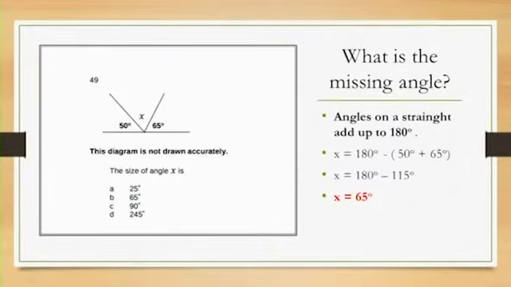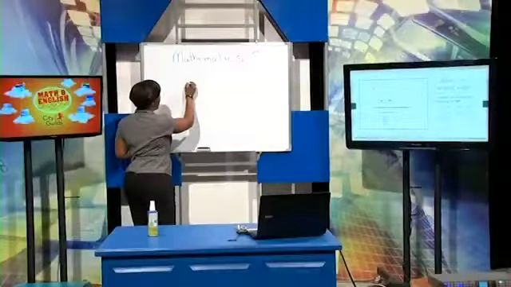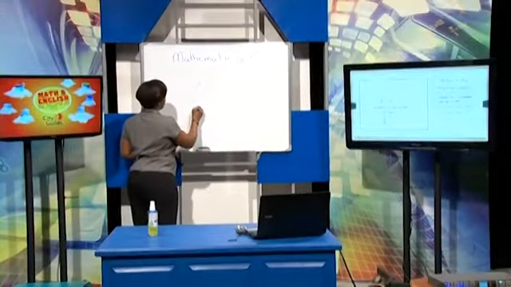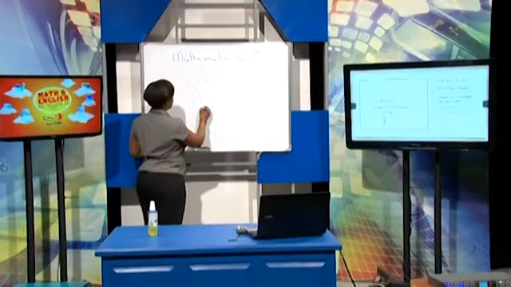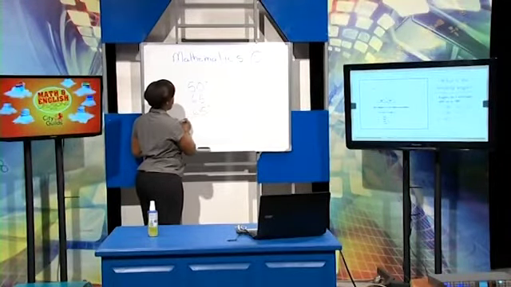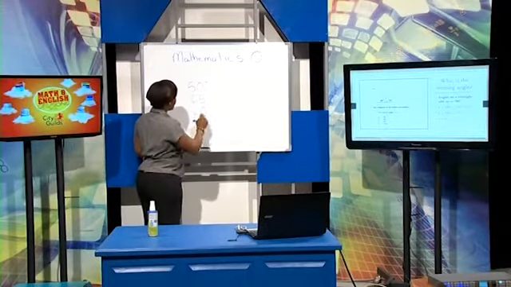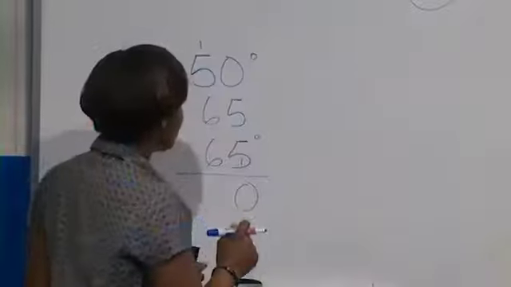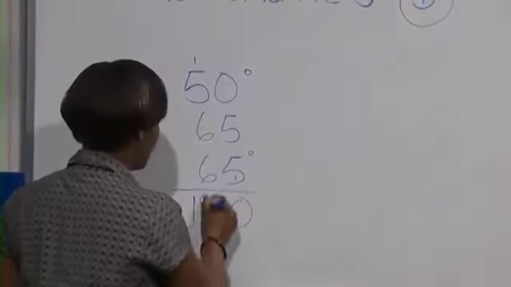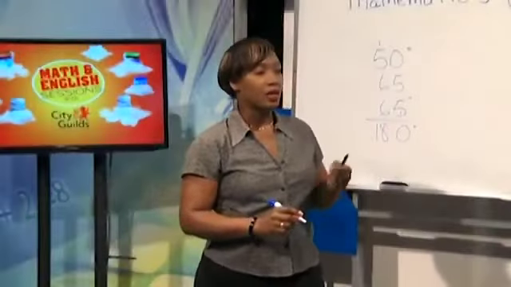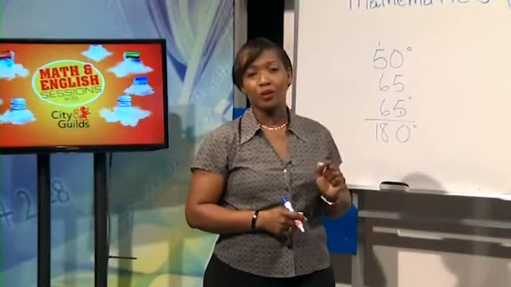And if you were to add all three angles, you should get a sum of 180. Let's just check that. So we have 50 plus 65 plus 65. So here we go. 5 plus 5 gives us 10. Okay, 6 and 6, 12. 12 and 5, 17, and 1, 18. So the value of all those three angles give us a total of 180. Angles on a straight add up to 180.